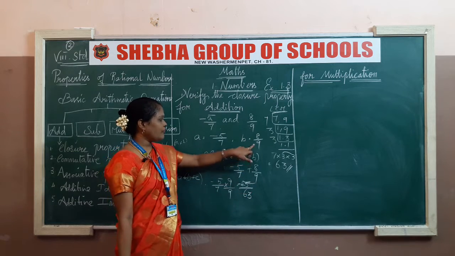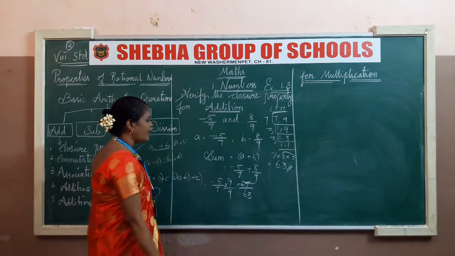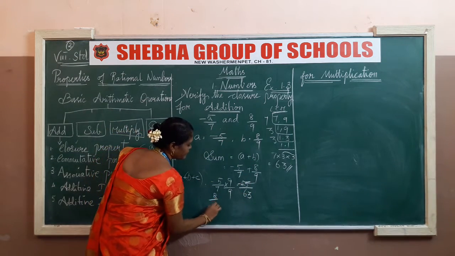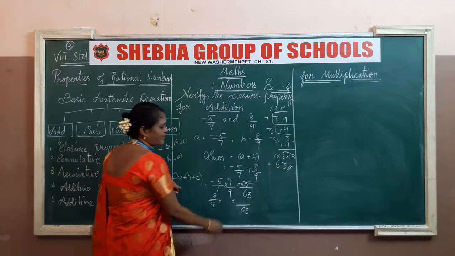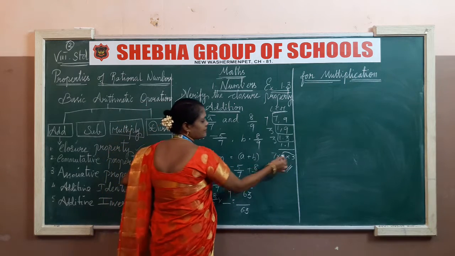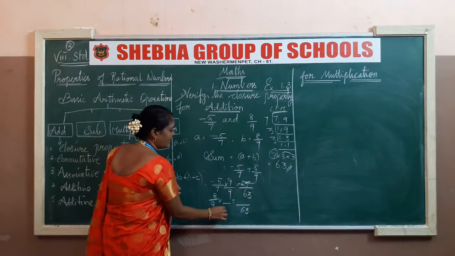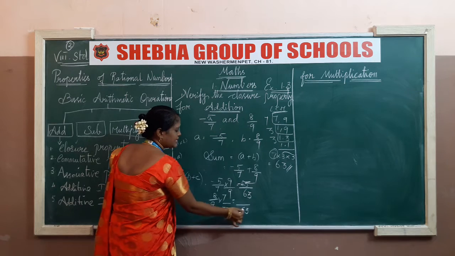Clear? Now, moving to the second number. What is our second number? 8 by 9. The same thing. If I want to get 63 in the denominator, I should multiply with, you can check in the LCM itself, 7. So, multiply with 7. 7 nines are 63.